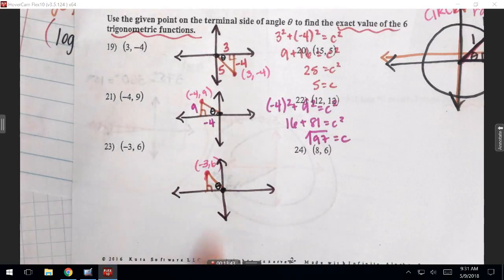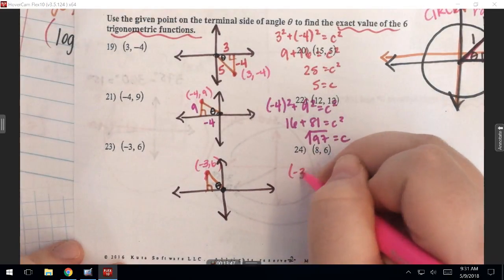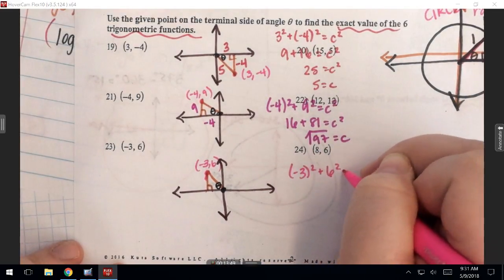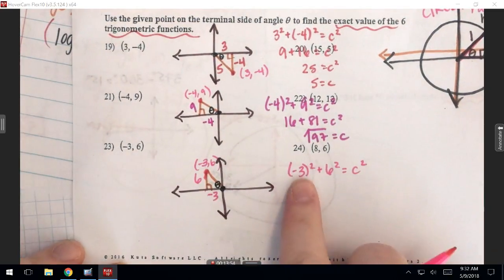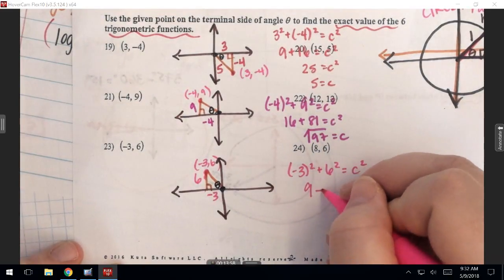Every single time. So if I set up the last one, a squared plus b squared equals c squared, I know it's going to be negative 3 squared plus 6 squared equals c squared. And one mistake Justice might make is when he squares stuff, he better make sure he gets positive numbers, because negative 3 squared is positive 9.